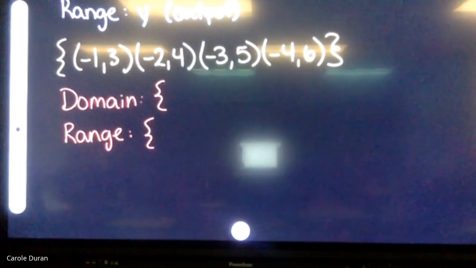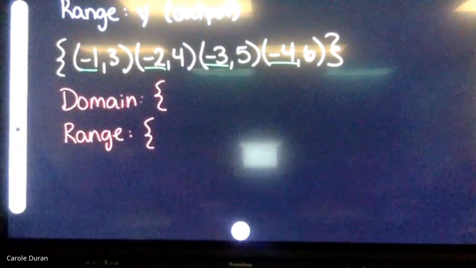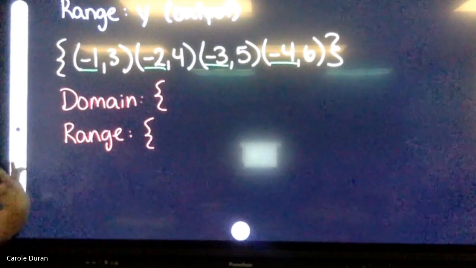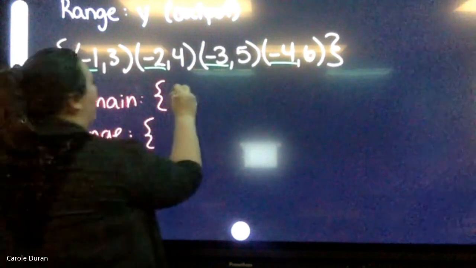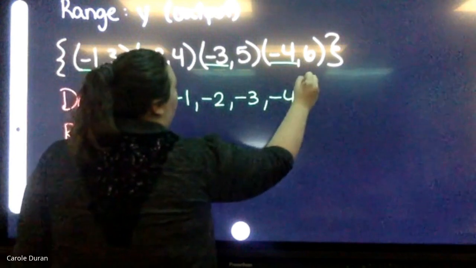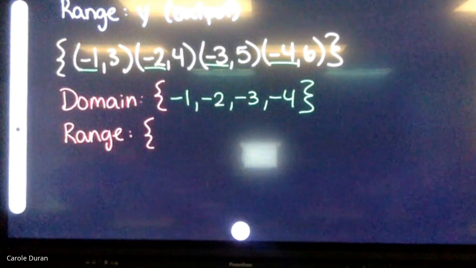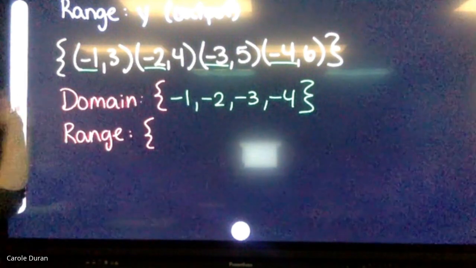My domain are what values? X's. So I go to each of these points, and I find my x values. Those are the first numbers in each coordinate pair. Those numbers are my domain values. So I write them in order from smallest to largest. So my domain are the numbers -1, -2, -3, and -4. That's it for domain. I pulled out all my x's. That's all I had to do. Smallest to largest. Actually, I went opposite. So it doesn't really matter.